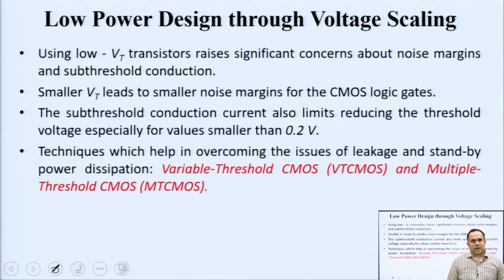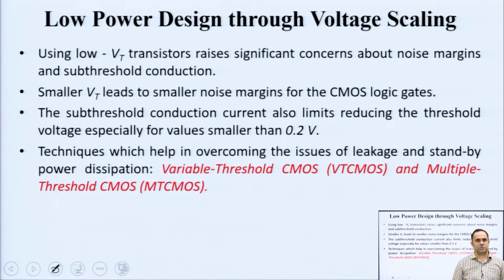But then again there is another catch to it. If you use low threshold voltage transistors, yes, switching improves, but then there is a problem about noise margin, how much noise you can apply at the input before your output changes its value, and the sub threshold condition. Now, when you reduce the threshold voltage, in some cases an increased noise signal can also turn your transistor on. So, smaller threshold voltage leads to smaller noise margin and it greatly increases the probability of sub threshold conduction.